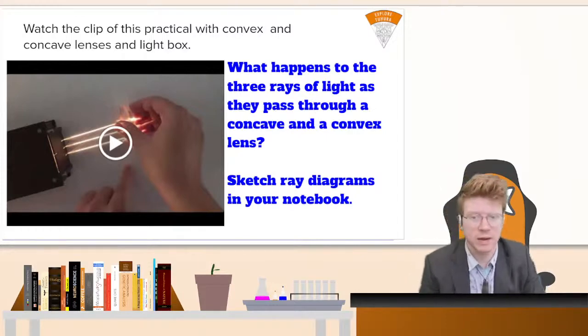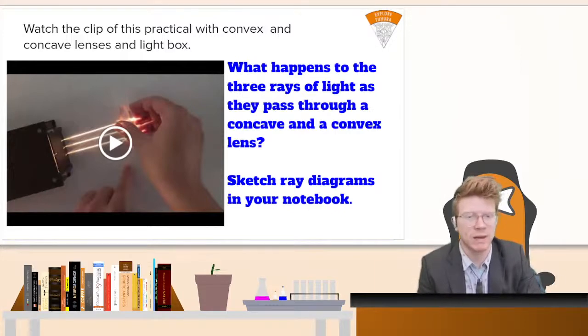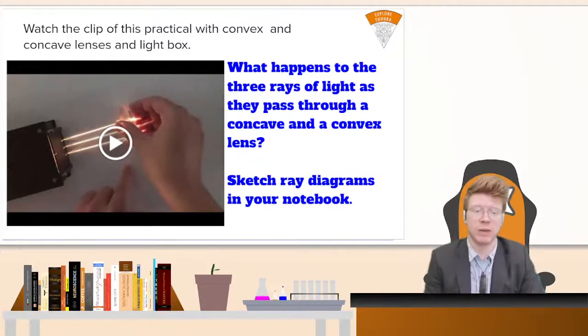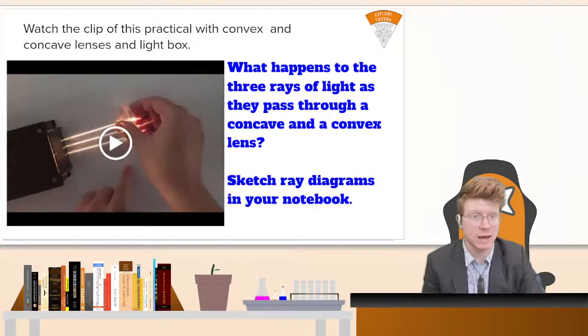Now, we've understood these with flat planes. When we start to introduce concave and convex lenses, just the same as we had concave and convex mirrors, we start seeing some funky things. So your job is to draw a diagram of what happens when 3 rays of light pass through a concave lens and what happens when 3 rays of light pass through a convex lens.